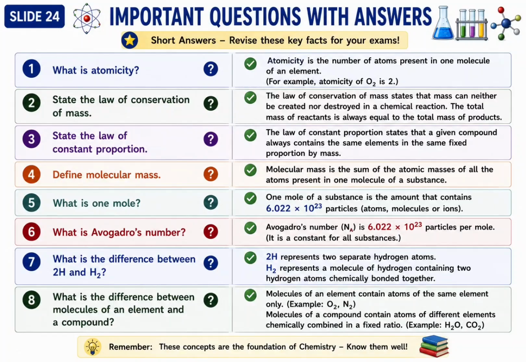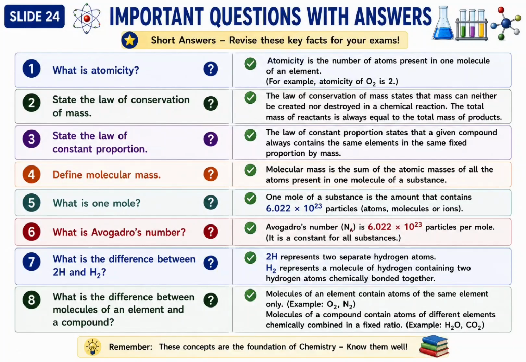What is atomicity? Atomicity is the number of atoms present in 1 molecule of an element. What is the law of conservation of mass? Mass is neither created nor destroyed during a chemical reaction. Next, what is the law of constant proportion? A pure compound contains its elements in a fixed proportion by mass. What is molecular mass? Molecular mass is the sum of the atomic masses of all the atoms in one molecule. What is 1 mole? 1 mole contains 6.022 into 10 to the power 23 particles.